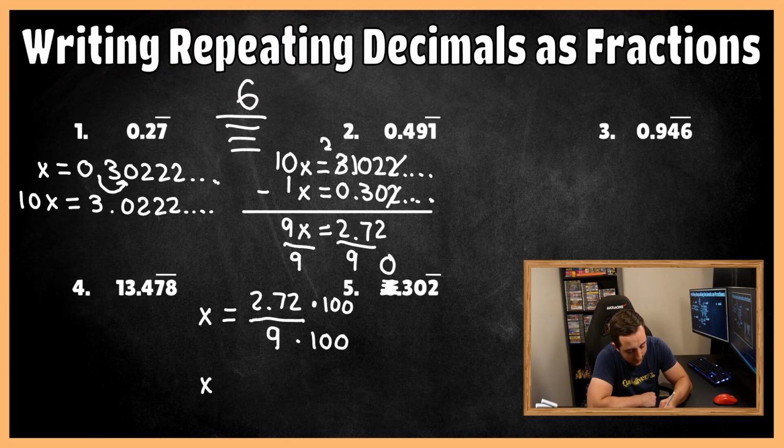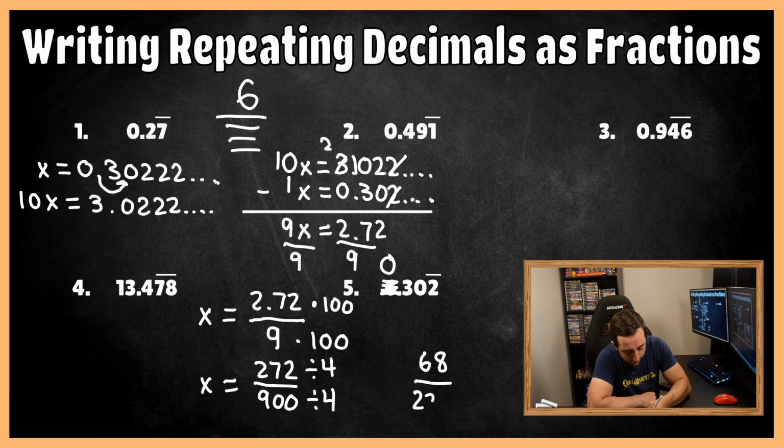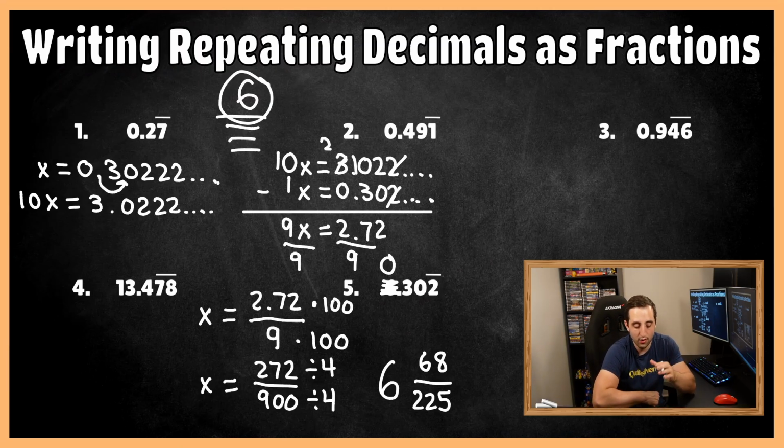So now we have x is equal to 272 over 900. And now you can divide the top and bottom by 4. And when we do that, we are going to get 68 over 225. And then the only thing that we don't want to forget is that 6 goes out in front of the fraction. So now we get 6 and 68 over 225 for number 5.